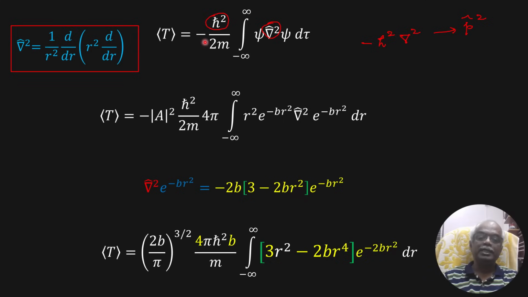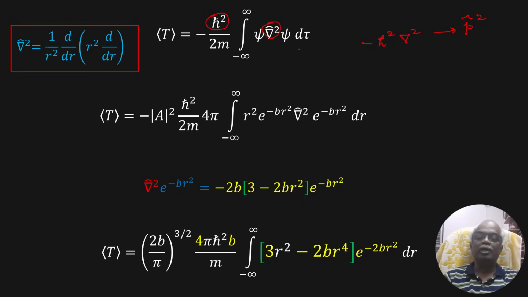Here you have minus h bar squared, and del squared is the momentum squared operator, so you have a minus sign. Then you replace psi by the trial wave function, which is e to the power minus b r squared, del squared acting on e to the power minus b r squared, along with modulus A squared. And what about d tau?